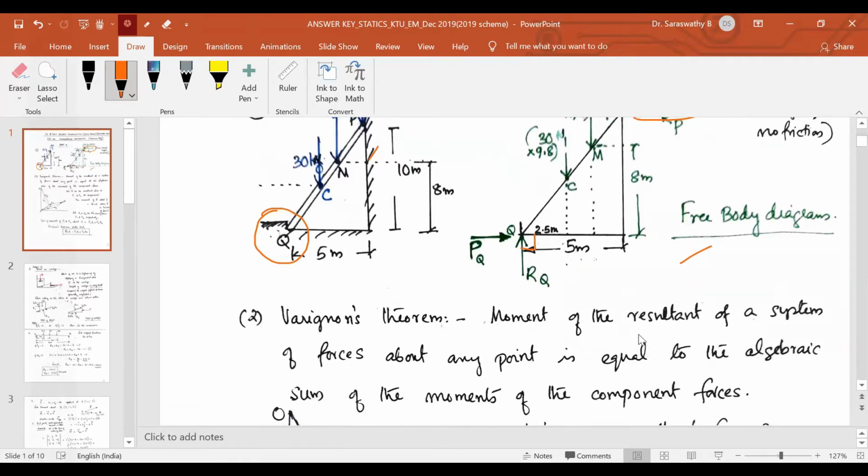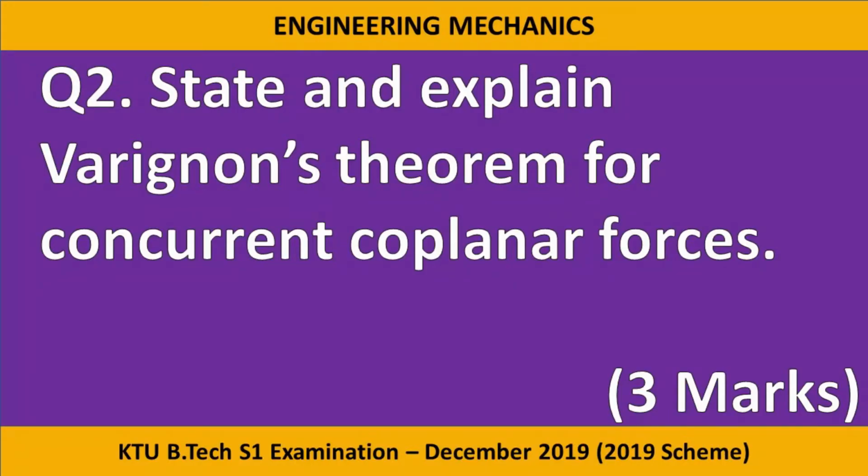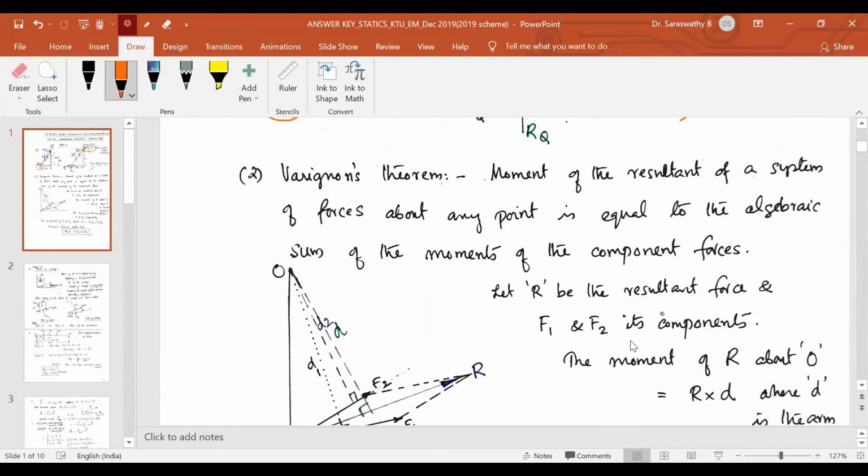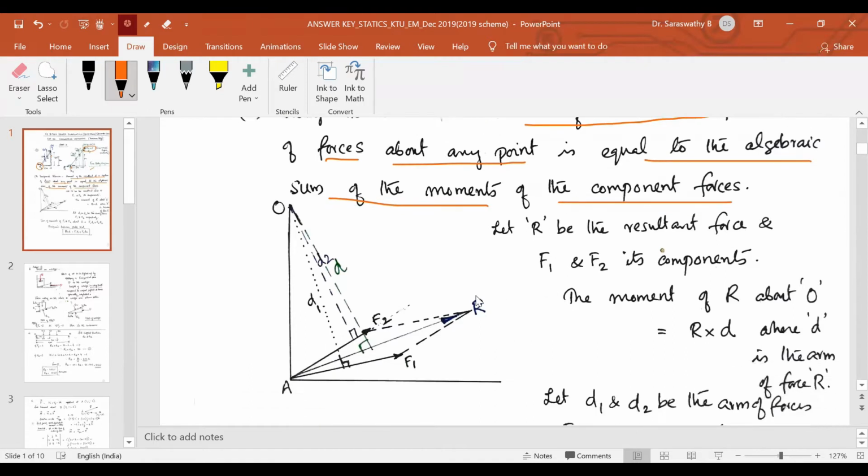Moving on to the second question. State and explain Varignon's theorem for concurrent coplanar forces. So Varignon's theorem is: moment of the resultant of a system of forces about any point is equal to algebraic sum of moments of the component forces. So I'll illustrate it. Say F1 and F2 are two forces and R be the resultant. By completing the parallelogram, we can get the resultant.